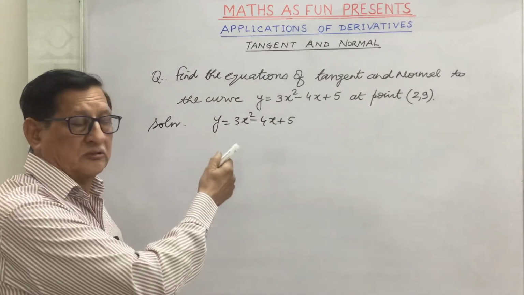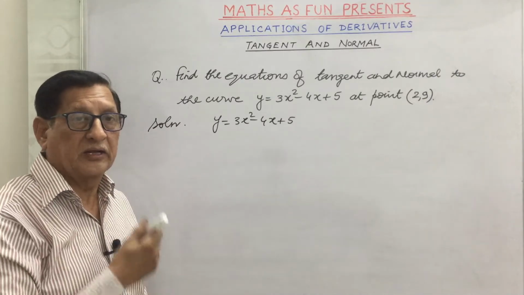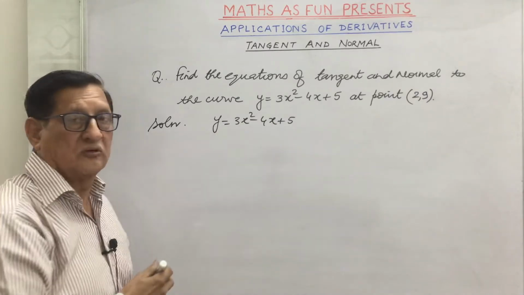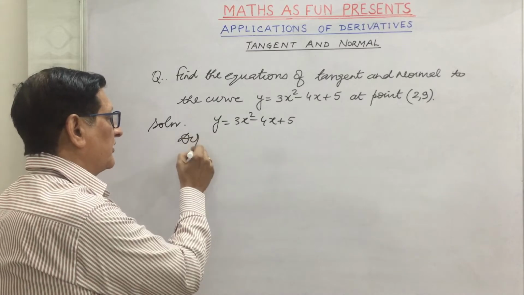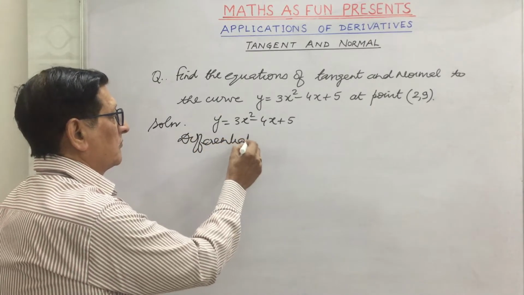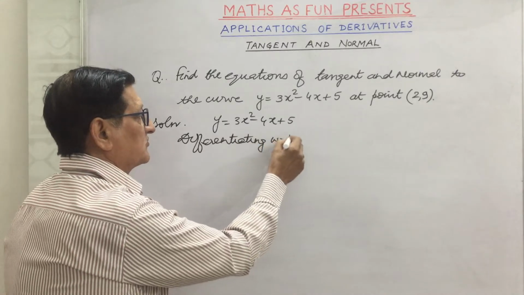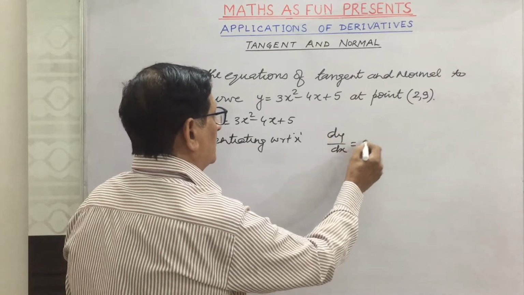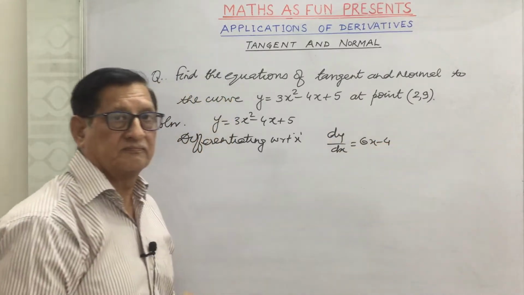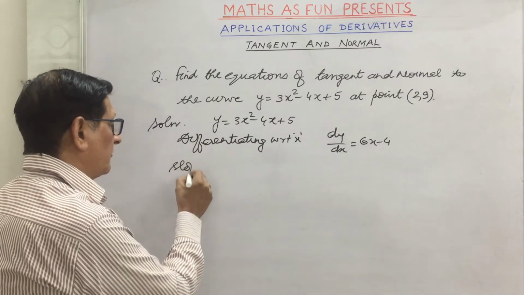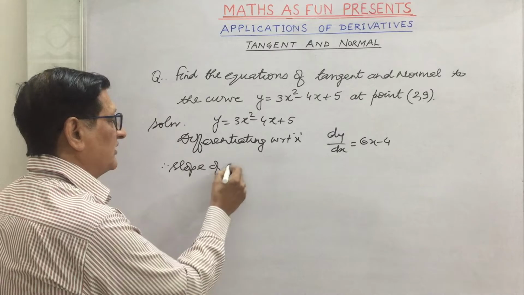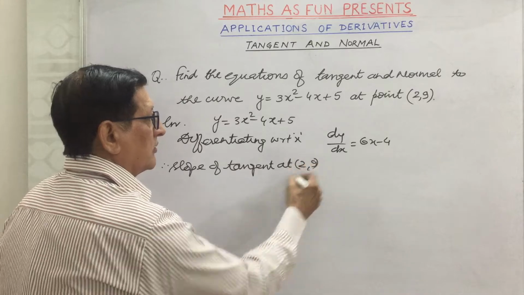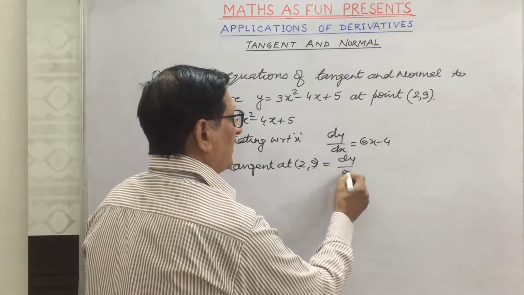First we have to find out the slope of the tangent, and to find the slope of the tangent we have to find out the derivative of this function. So we write here, differentiating with respect to x, we get dy by dx equal to 6x minus 4. Therefore, the slope of the tangent at (2, 9) will be equal to dy by dx.